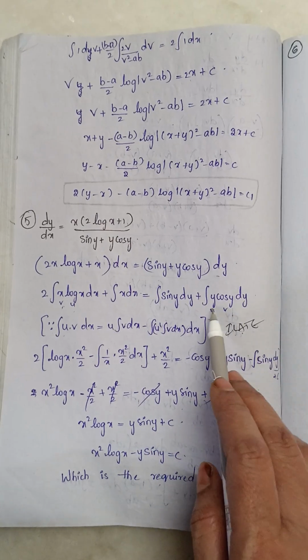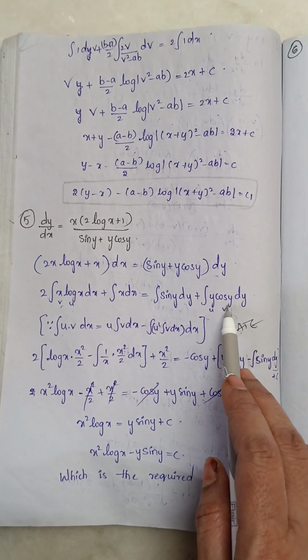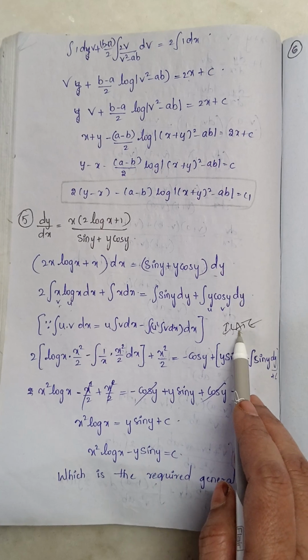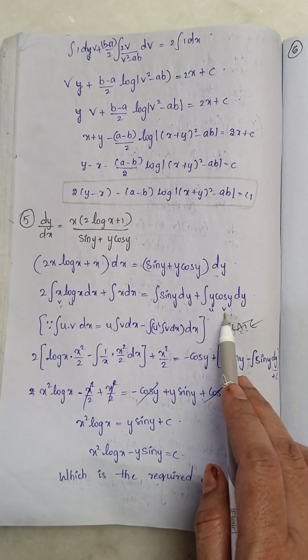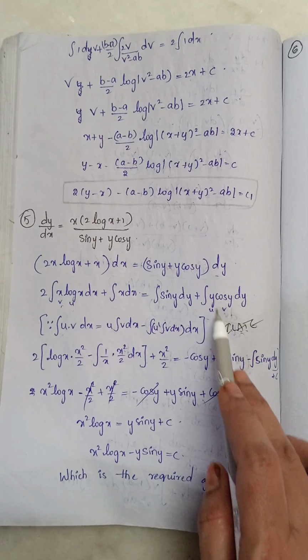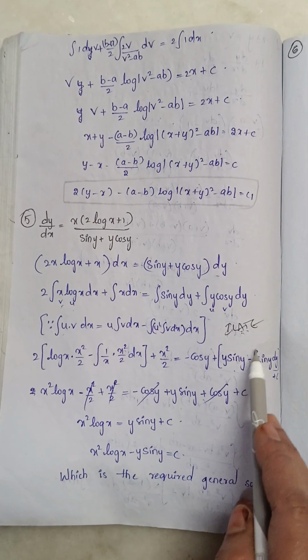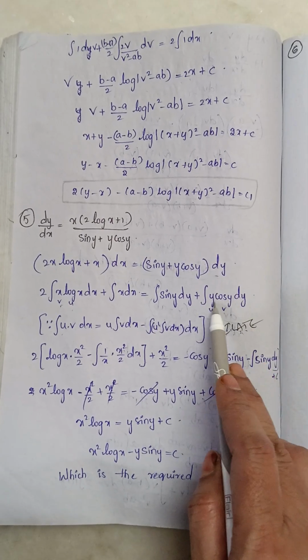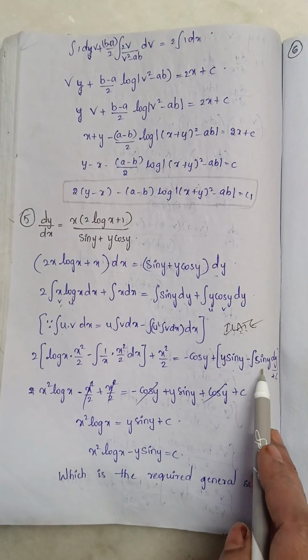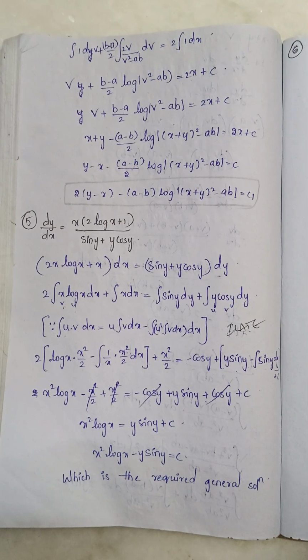We have a direct formula, and here also u into v, it is algebraic and it is trigonometric. So algebraic taken as u, trigonometric taken as v. U into integration of cos y means sin y, minus integration u dash, with respect to y means 1, into integration of cos y is sin y. Right?